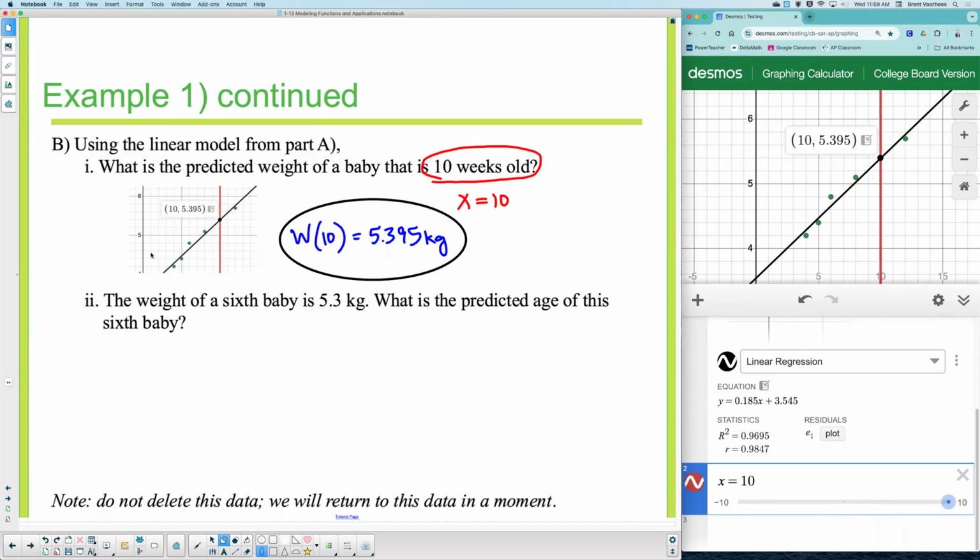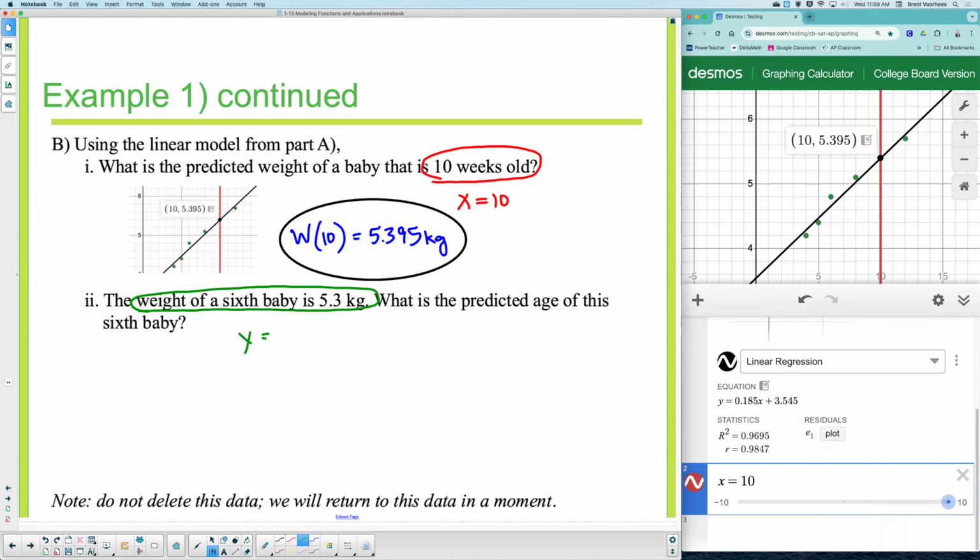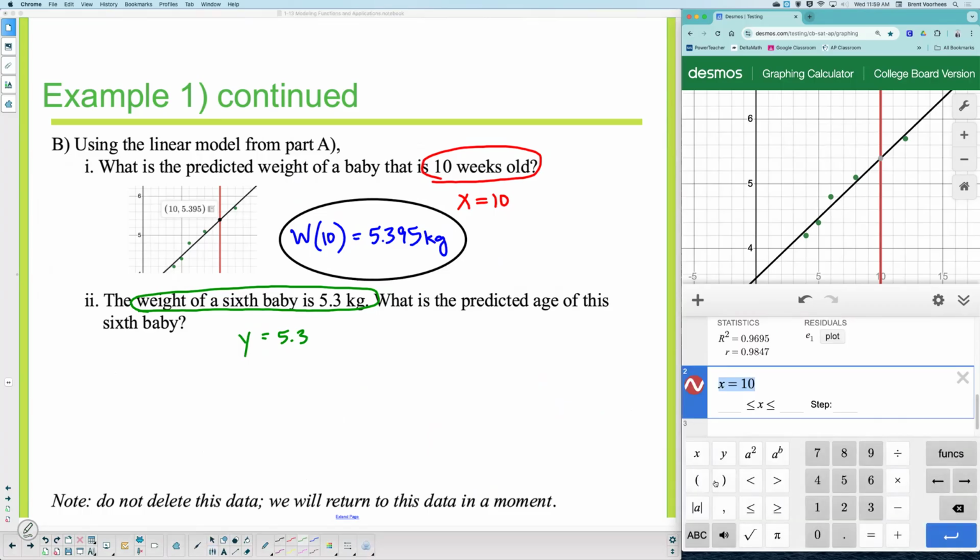In this same line of thinking, part BII says the weight of a baby is 5.3 kilograms. What is the predicted age of this baby? Okay, something has changed. This time, it says the weight is 5.3. What is weight? Go back over here. Weight is our Y. So this time, they're telling us the Y is 5.3. Any ideas on how you think you would solve this one? Very good. I'm just going to change this equation here. Y equals 5.3. Again, click on the intersection.